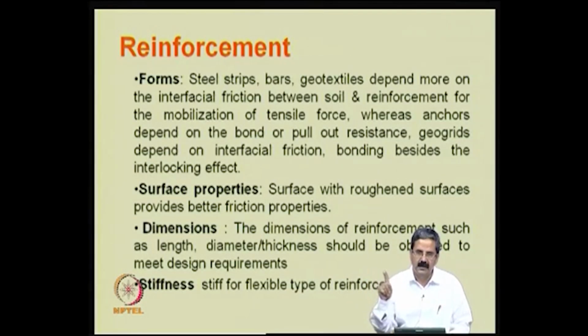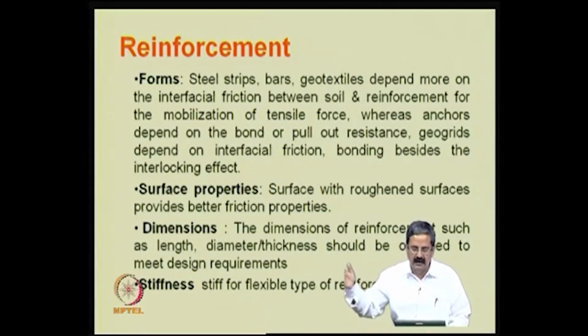the anchor will give you the pull out resistance. As I said, there are two components, one is called frictional resistance and the other bond resistance. If you put a reinforcement and then a bond, like some sort of anchor, it will have a combination of both friction as well as anchor. So people have used different forms of reinforcement, and for example geogrids are another type, and they have both friction as well as bonding effects. Then the surface properties are very important. A smooth surface will have less friction, whereas a roughened surface will have better friction.